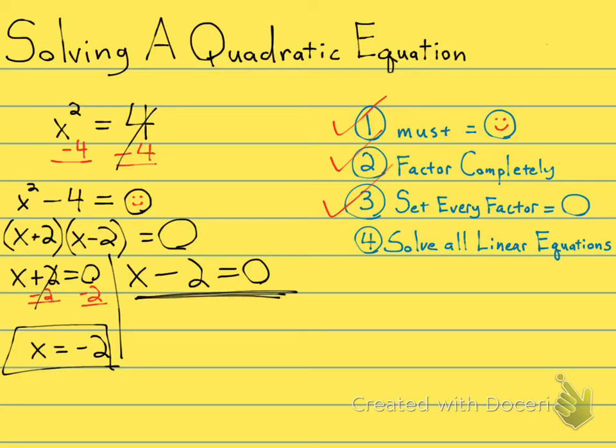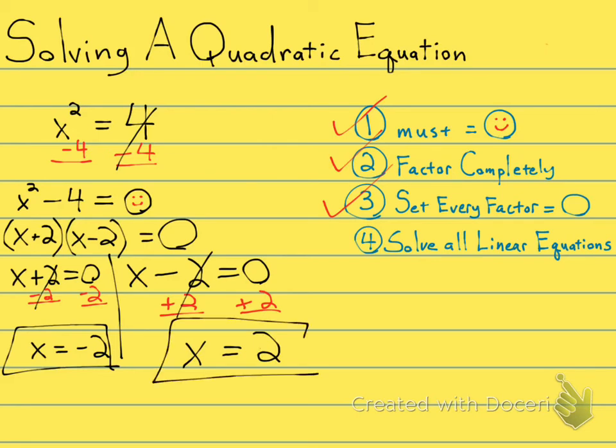This equation here, I'm going to add 2 to both sides. To get rid of a -2, I must add 2. Add 2 to the left, add 2 to the right. Cancel those. I find out that x drops down and it equals 2. I have 2 answers here. I have x equals -2, comma 2.